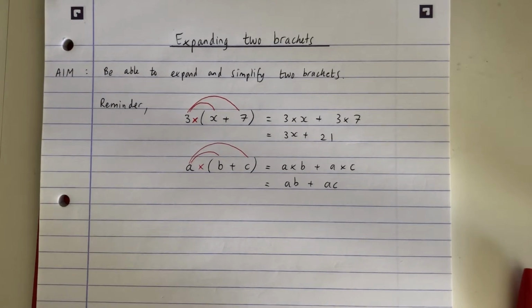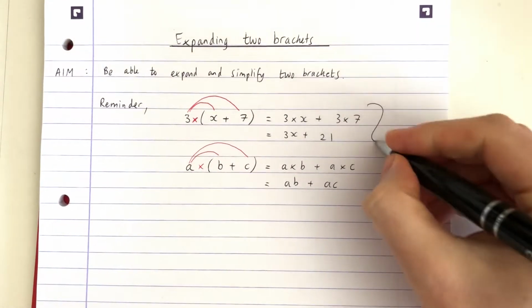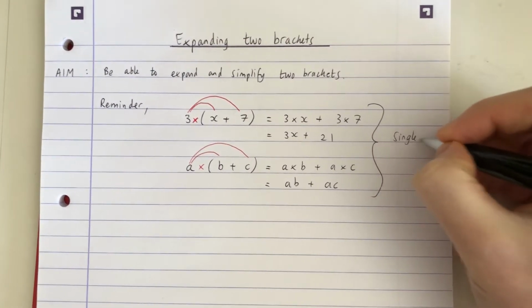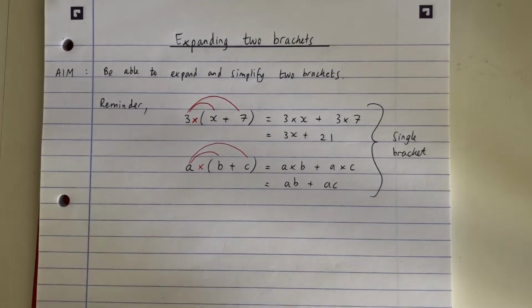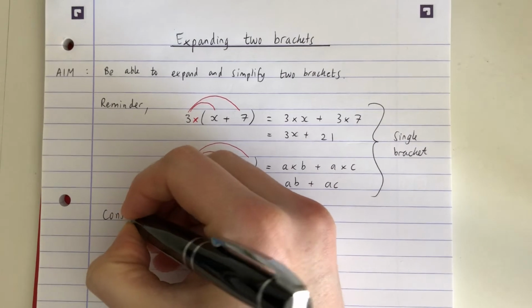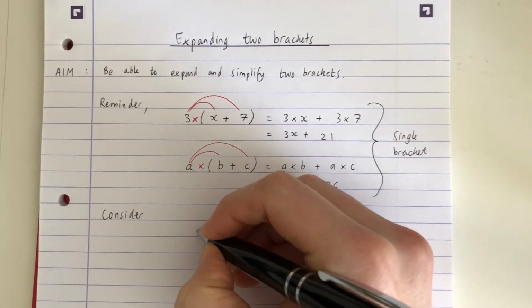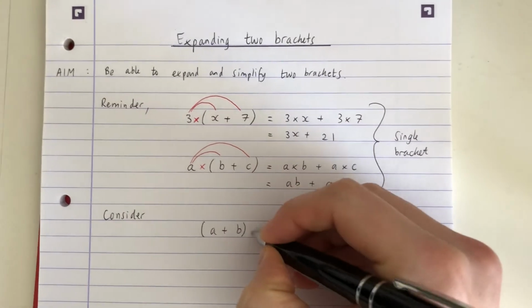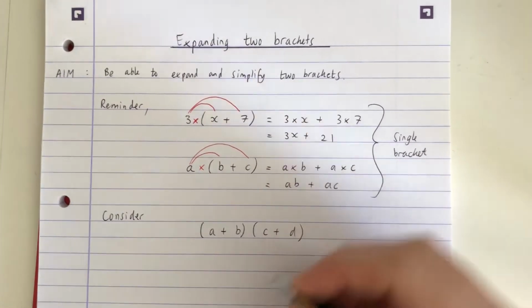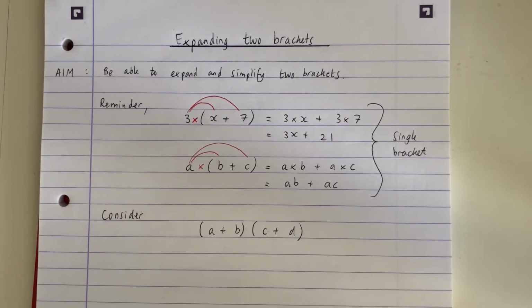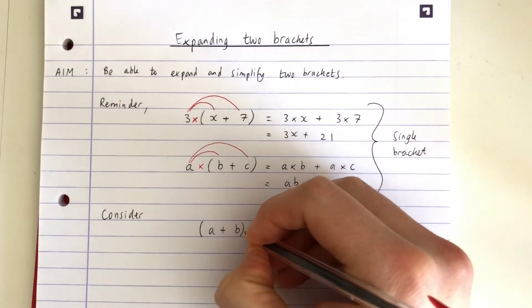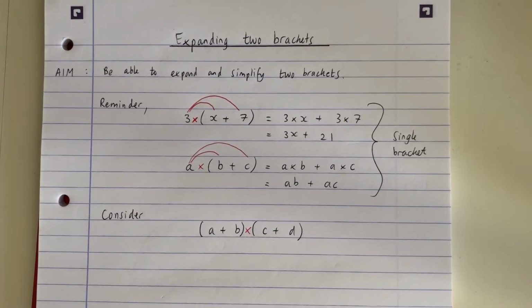And now what we're going to aim to do today is go from this single bracket expansion to a double bracket expansion. So consider the following: a plus b brackets c plus d. Now the a, b, c and the d could be numbers, could be algebra, could be anything. But the key thing to remind yourself is the operation between the brackets is still multiplication. But there's now two things on the outside, an a and a b.